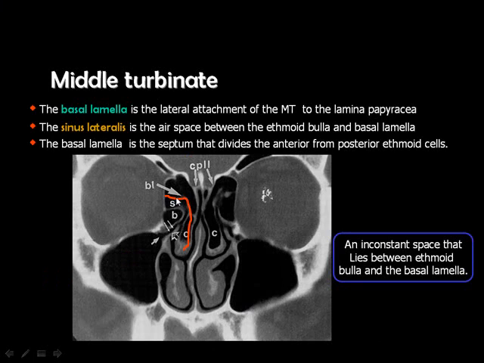In between the basal lamella and the ethmoidal bulla, there is a small air space which is known as the sinus lateralis. And this sinus lateralis is an inconstant space lying between the ethmoid bulla, which is the largest ethmoidal air cell intimately related to the osteomeatal unit, and the basal lamella, which is the lateral attachment of the middle turbinate to the medial orbital wall. So, now.